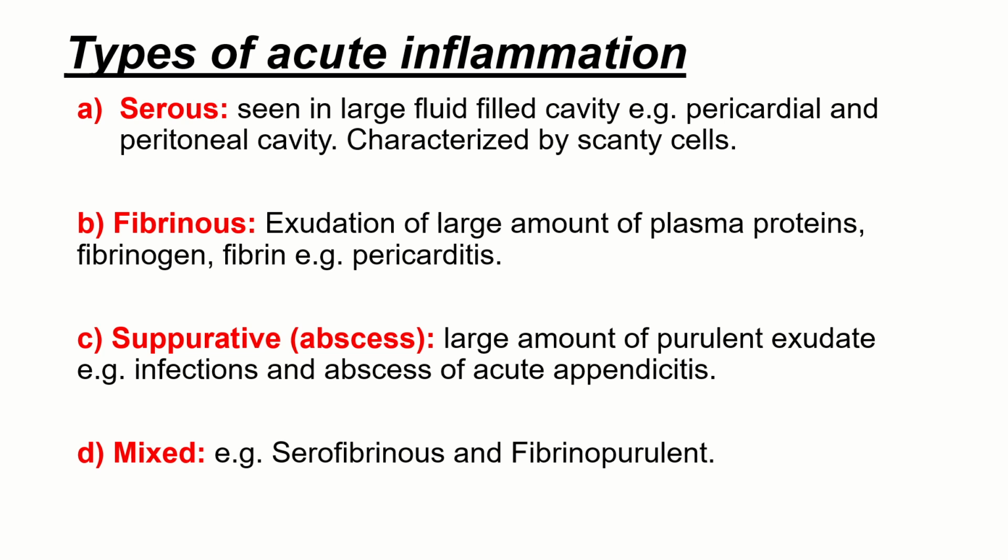Then we have a fibrinous type, in which there will be exudation of a large amount of plasma proteins, fibrinogen and fibrin, for example pericarditis. Then we have a suppurative type or the abscess type, in which there is a large amount of purulent exudate. So you will have large collections of neutrophils. The most common example is abscess or acute appendicitis. Then we have a mixed type, in which you will see a combination of the above 3. So you can have serofibrinous, you can have fibrinopurulent.